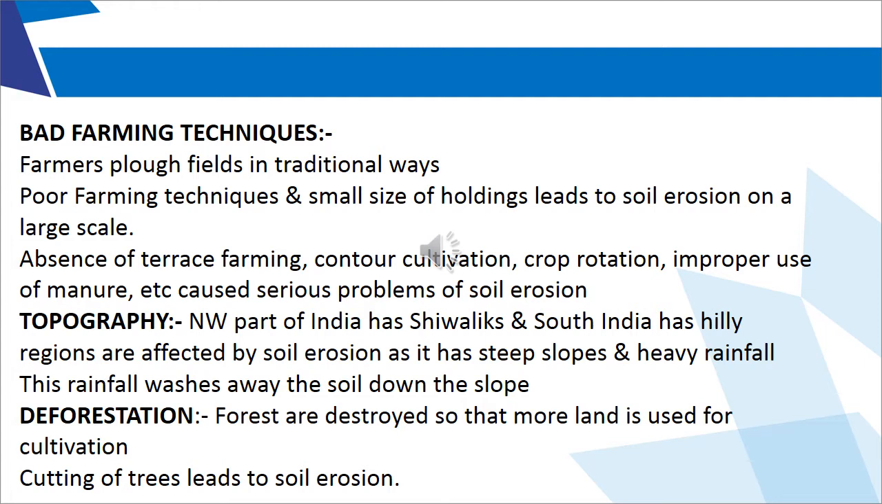Then there are the relief features, the topography of our country. If you look at the northern part of our country, the northwestern part, it has the Shivaliks, which is more of a hilly region. That region is more prone to soil erosion because it has steep slopes and it experiences very heavy rainfall. This kind of topography is more prone to washing away the soil due to steep slopes.